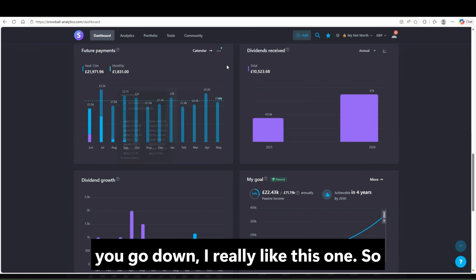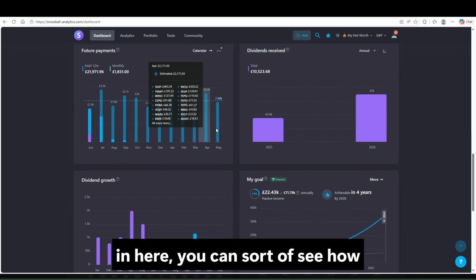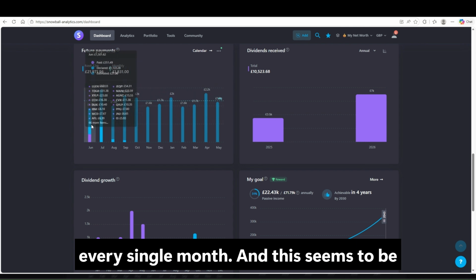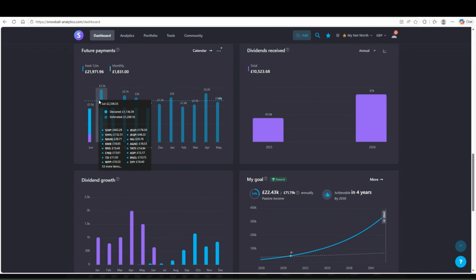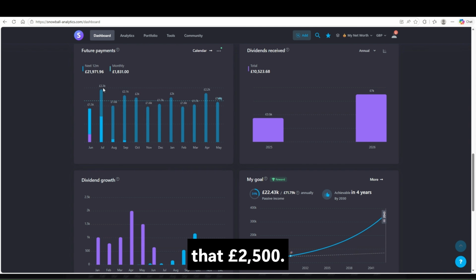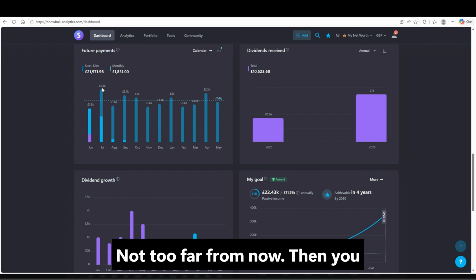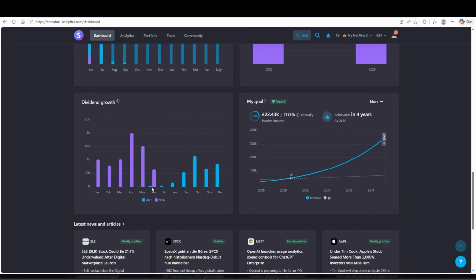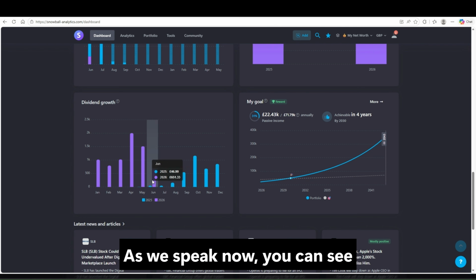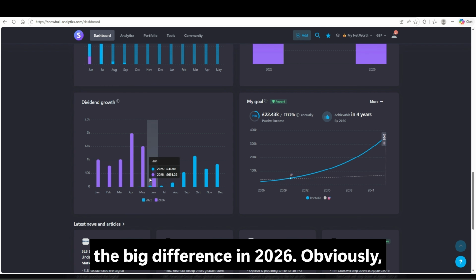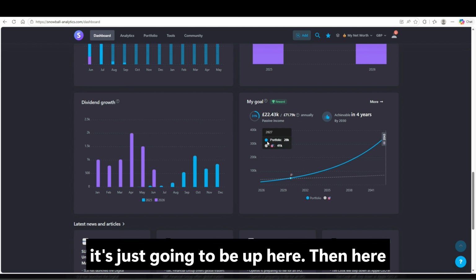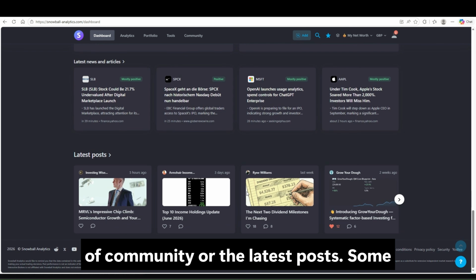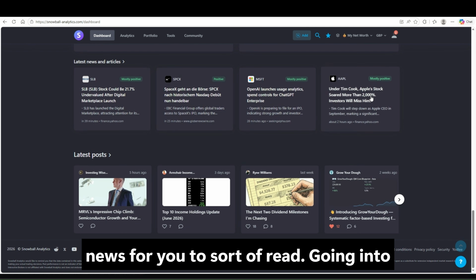And then as you go down, I really like this one. In here you can see how much you're potentially going to get every single month, and this seems to be very, very accurate, to be fair. As you can see, I'm getting close to that 2,500. Not too far from now. Then you can see your dividend growth. Obviously, I started investing in this in June. As we speak now, you can see the big difference. 2026, obviously, is going to be up here. Then here you've got my goal, so we'll go through that in a minute. Then you've got a bit of community or the latest posts, some news for you to read.